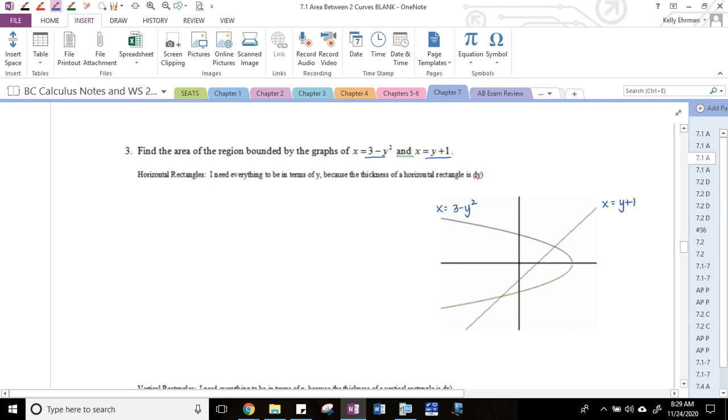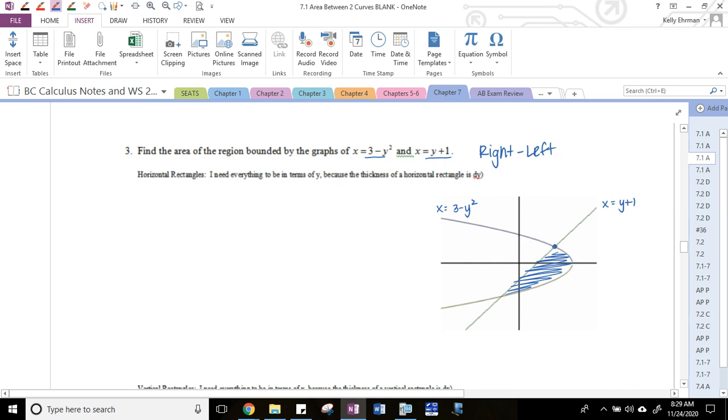So again, these are in terms of y. We should be thinking, like if you want to think about rectangles, dy is a rectangle, you can. But just my shading is the area bounded by these two curves. That's this, right? And remember, it's right minus left.